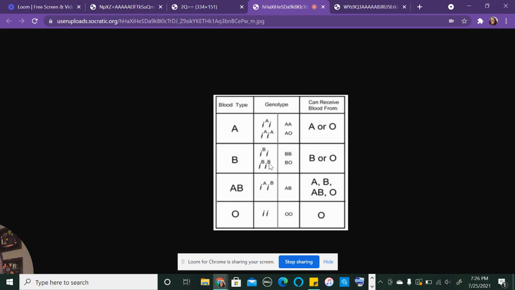The only exception to this rule is our O type blood, where it has to be two lowercase letters, because if any capital letter is present, it's going to be whatever that capital letter is. So like here, we see that A is present on one of our lowercase i's, it would automatically be type A blood. But we're saying multiple alleles can represent our blood type.